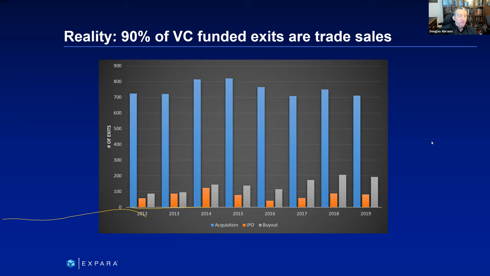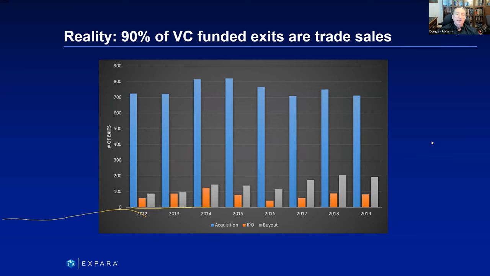Now, when you look at this graph, you have to remember the pie chart we looked at in an earlier class. This graph represents only startups that exited, which is 25% of startups that raise venture funding.